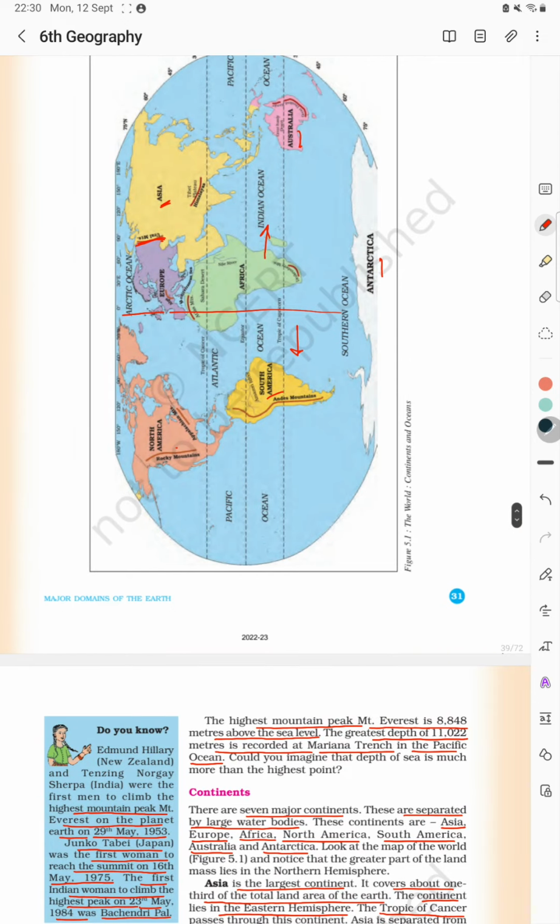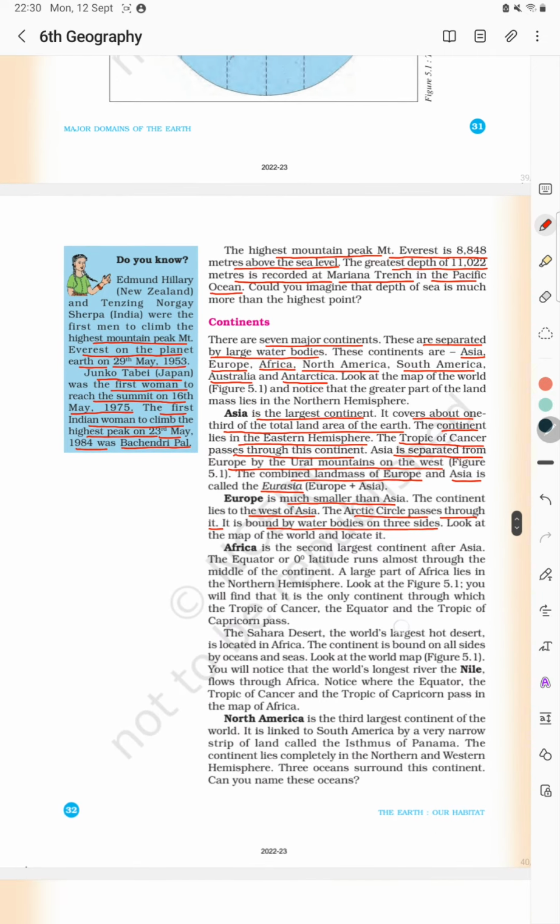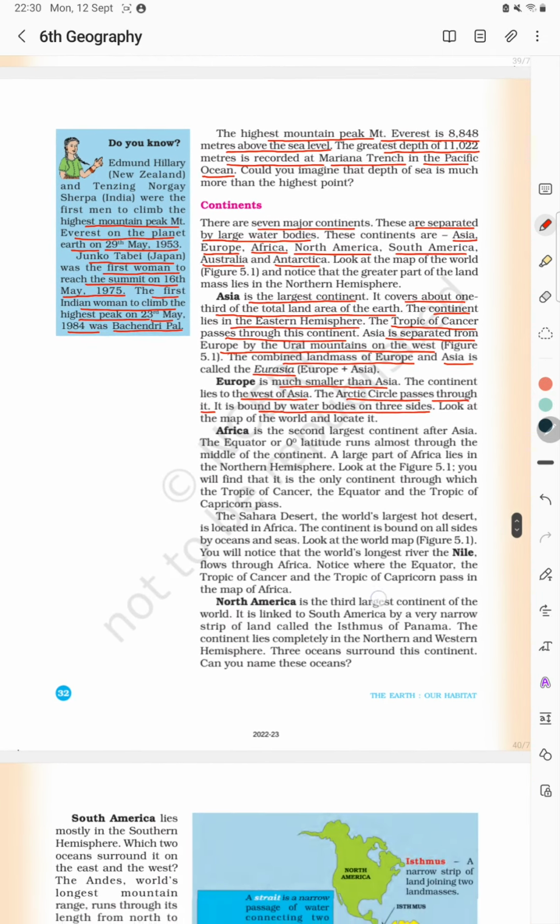Let us see on the map. So water bodies here, water bodies here, water bodies here. So Europe is surrounded by water bodies from 3 sides.